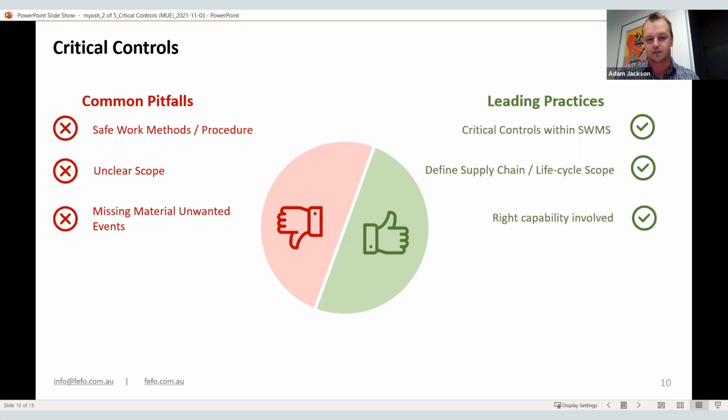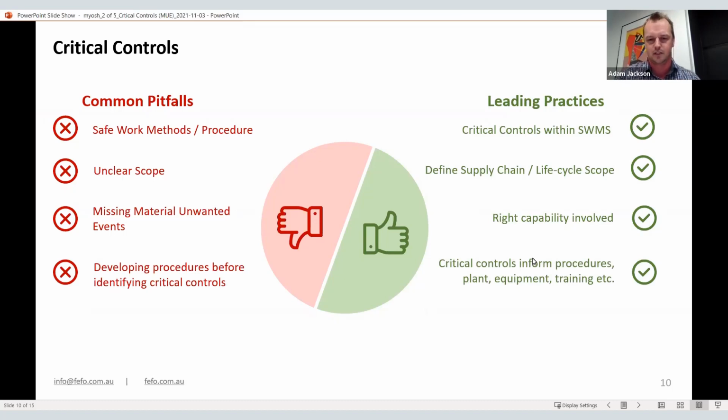Missing material unwanted events. So defining exactly what unwanted event we are trying to control and making sure we've got all of those accounted for in our business. And really the leading practice for that, as we've been reiterating throughout, is to make sure we've got the right people involved in that discussion from the beginning, that they're capable, they're the ones interacting with the risk, and they've probably got a lot of that organizational knowledge to help inform that decision.